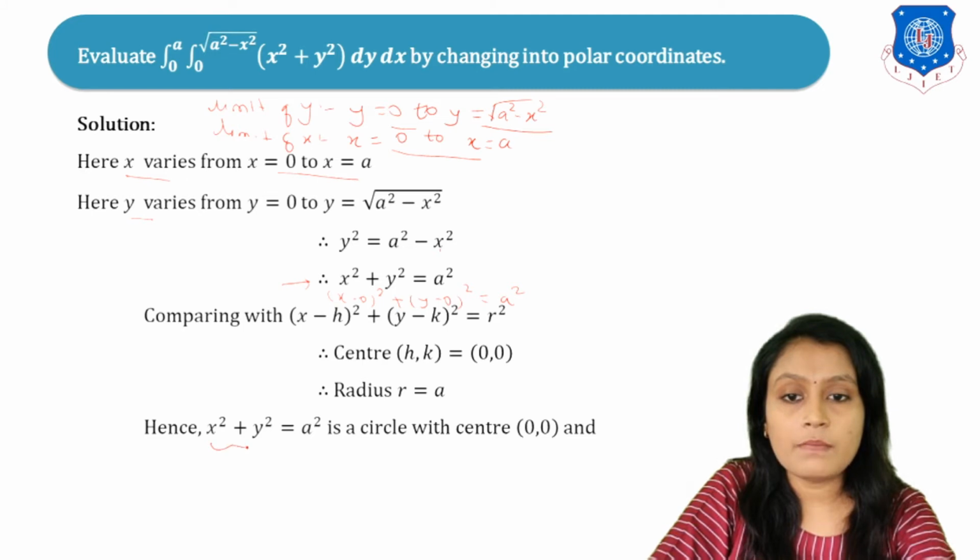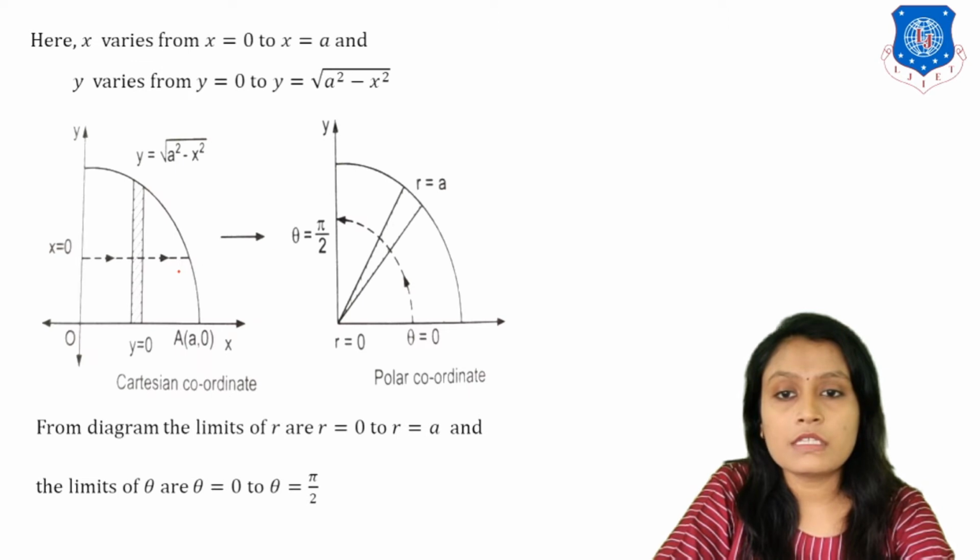So this x square plus y square is equal to a square is a circle with center (0, 0) and radius r equals a. Okay, now we will draw this circle.